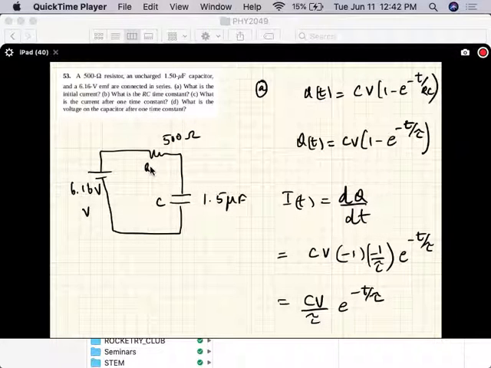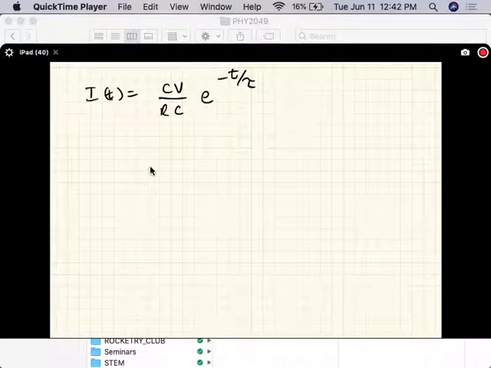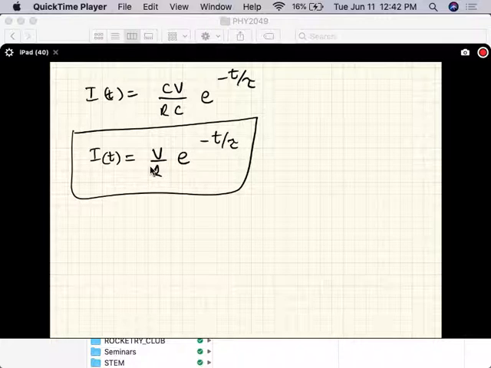Okay, so the current at any time is CV over tau, and tau is RC, so the current is V over R e to the power minus t by tau. The current is exponentially dying. Okay, and you have this expression in your notes.